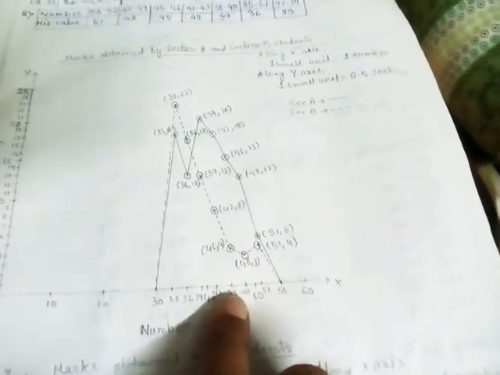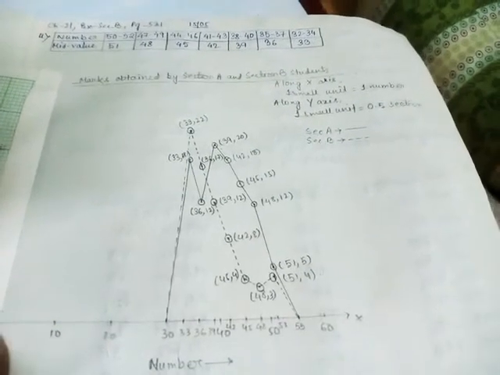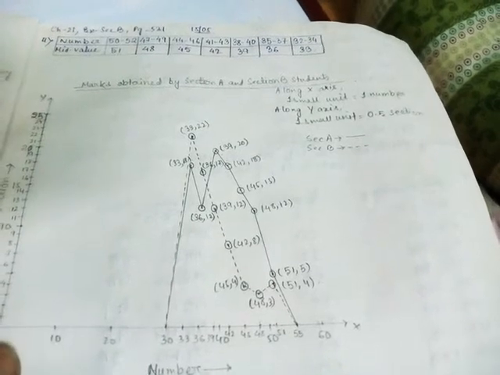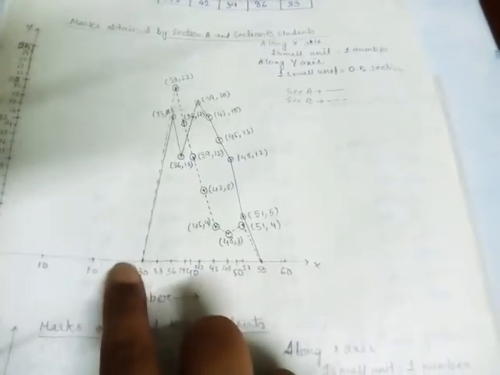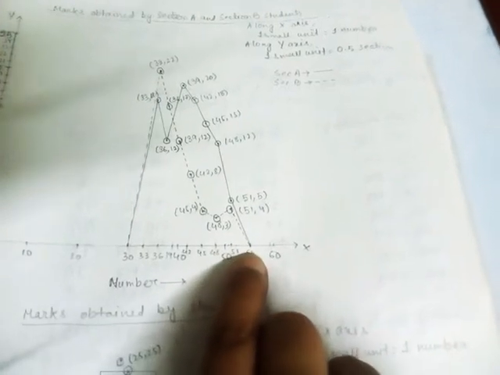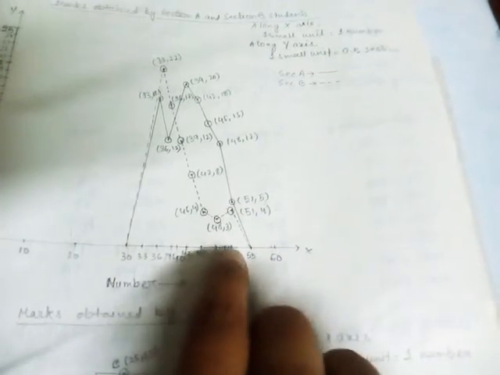Now along the x-axis I take one small unit, meaning one number, and along the y-axis I take one small unit, meaning 0.5. That means along the y-axis two small units represent the value 1. Now I start plotting the values. To represent section A I use a normal line, and to represent section B I use a dotted line so that the difference can be seen.